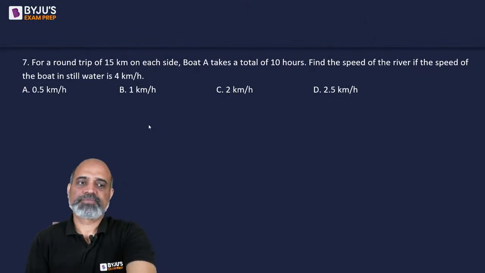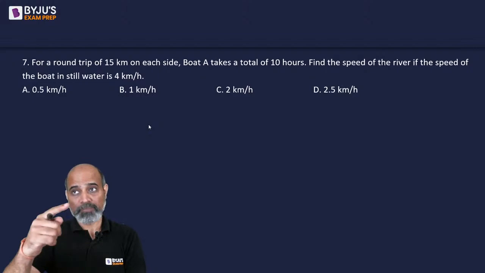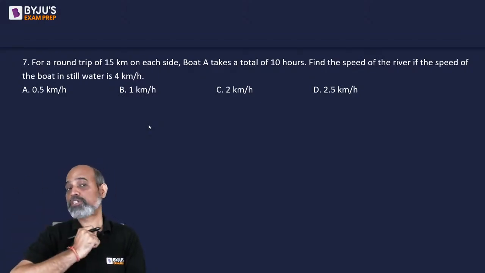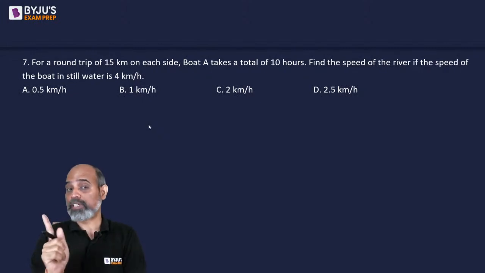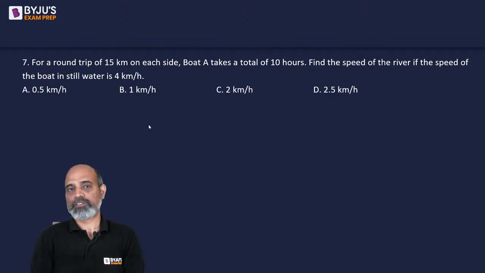Next question. For a round trip of 15 km on each side, round trip means to go and to come back. 15 kilometers to go and 15 kilometers to come back, because it says 15 km on each side. Boat A takes a total of 10 hours. Find the speed of the river if the speed of the boat in still water is 4 km per hour. A very, very direct question from upstream, downstream, right?